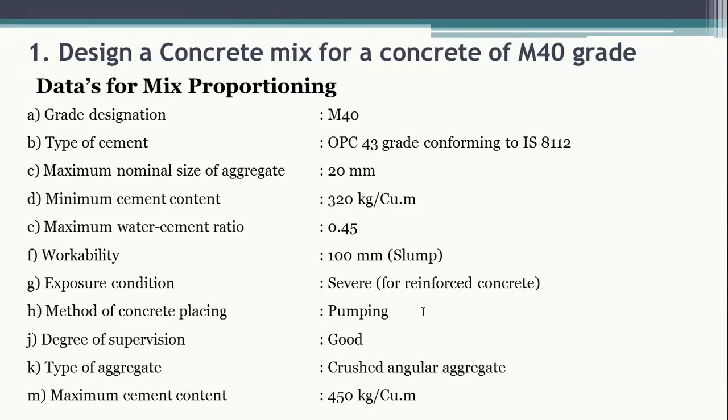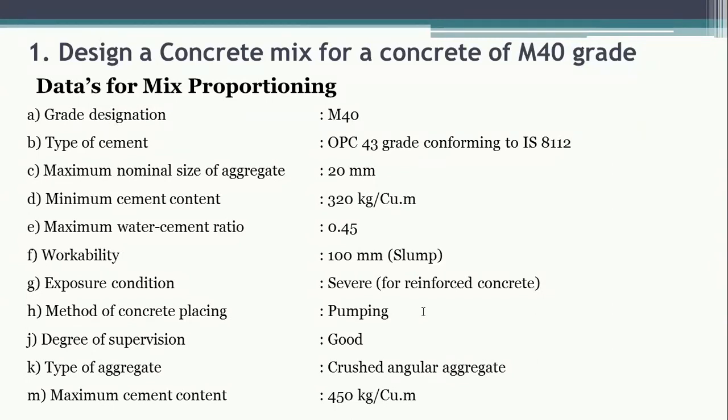Okay. So these are all the data which will be given in the problem. Grade designation M40. You know what M means: M is mix, and 40 means the characteristic strength, 40 Newton per mm square. Type of cement used is OPC 43. Maximum nominal size 20 mm. Minimum cement content is 320 kg per m cube. Maximum water cement ratio 0.45. These two are given based on the exposure condition. Exposure condition is severe. Workability, they have given 100 mm slump.